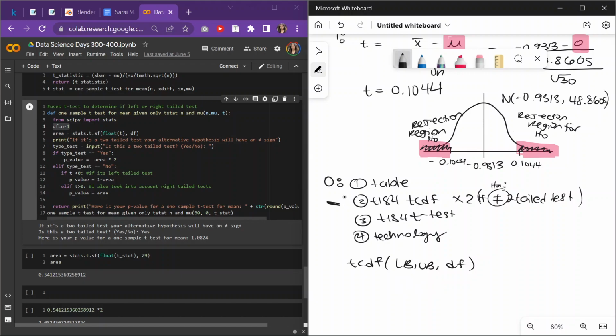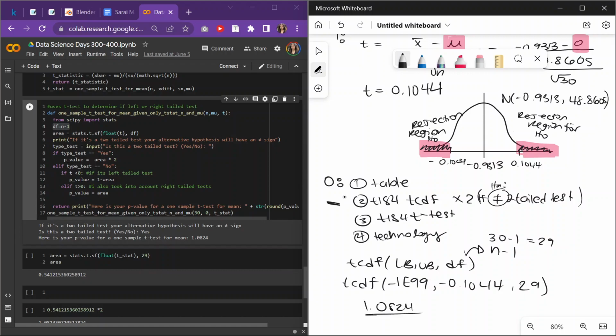So let me do this real quick. It's going to end up looking like -1E99. Upper bound would be my -0.1044. And then my degrees of freedom, the equation for that is n-1. Always, unless you're doing an LSRL. But n-1, right, so 30 minus 1, 29. So 29. And then you would just click enter, and then it would give you like 1.0824, and that's your answer. So that's going to be your p-value.